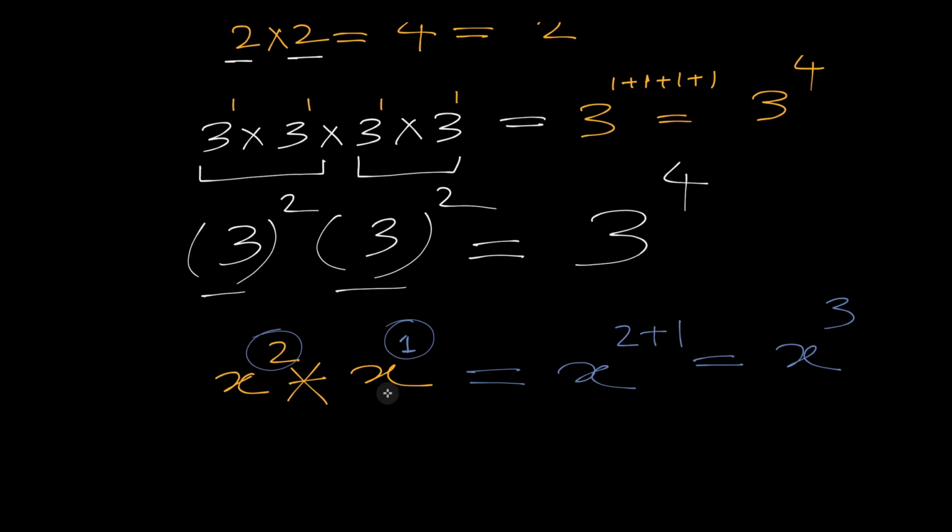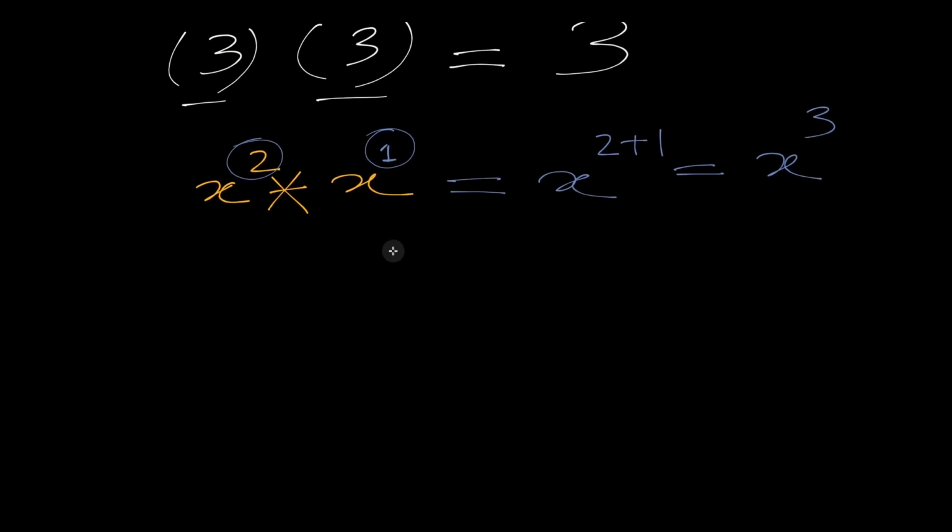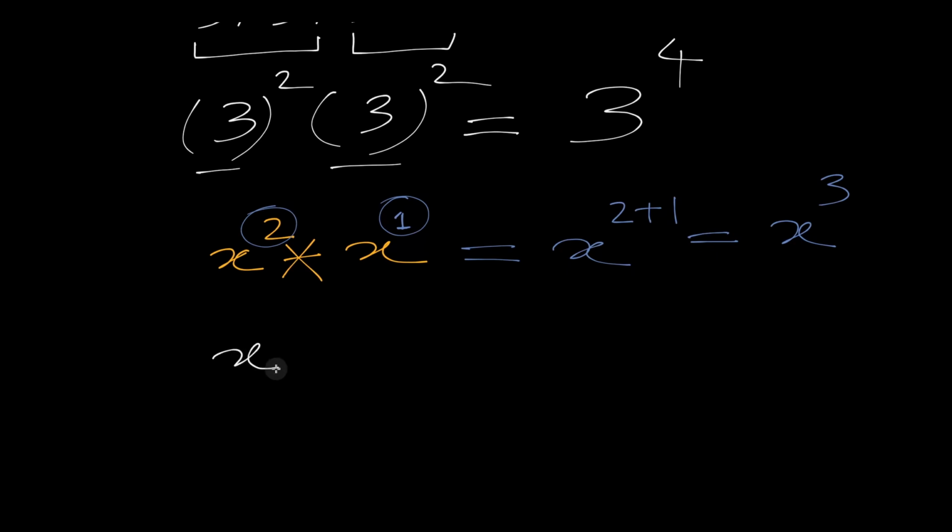Can we multiply two different products? Let's say x square into y. Even though y has a power of 1, we cannot say x to the power of 3, because x is different, y is different.